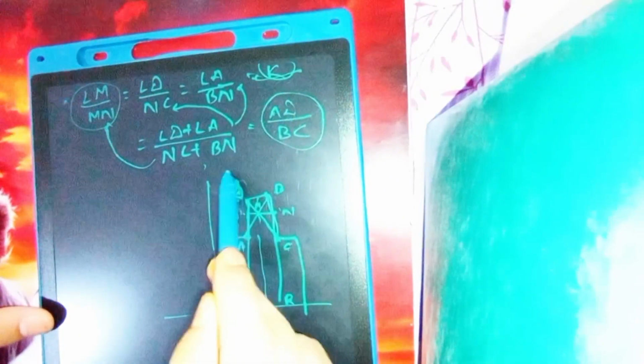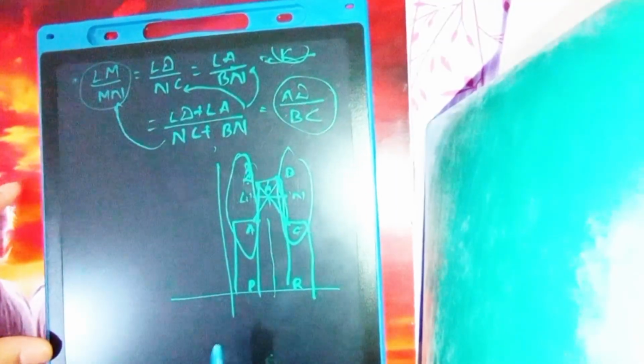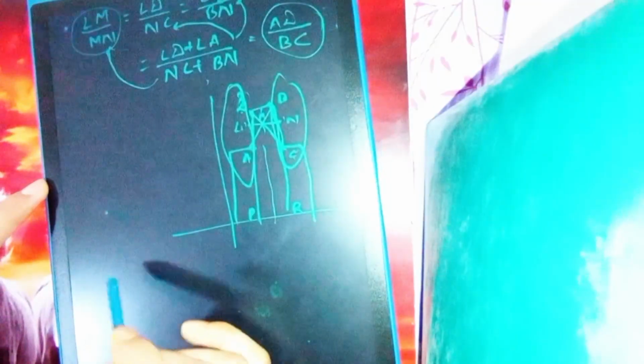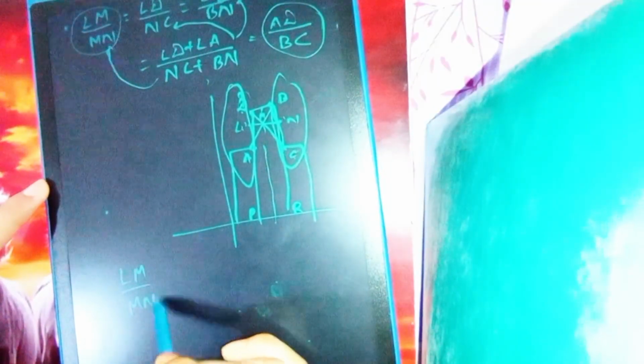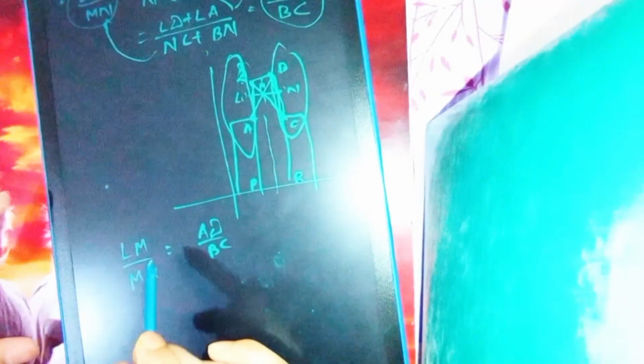Here also NC, BN. Okay, so we get AD upon BC. To remember, only to remember. So when you get AD by BC, we can write LM by MN is equal to AD by BC. So LM, what is LM?